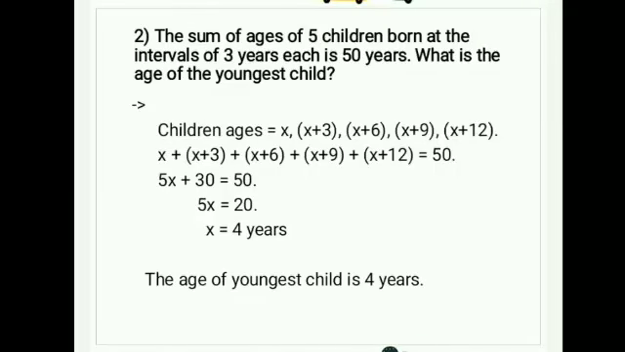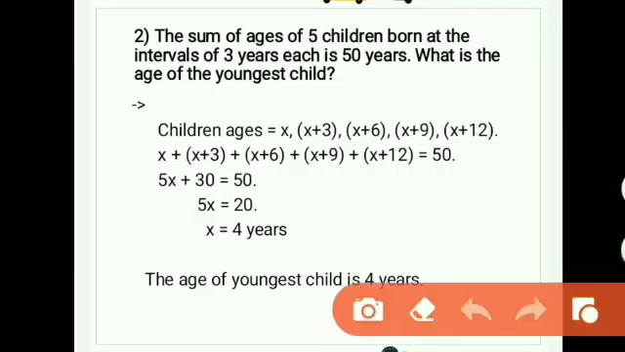Look at the second problem. The second one is: the sum of the ages of 5 children born at intervals of 3 years each is 50 years. What is the age of the youngest child? Now, there are 5 children at intervals of 3. Let's consider the ages of the children to be x, x plus 3, x plus 6, x plus 9 and x plus 12.